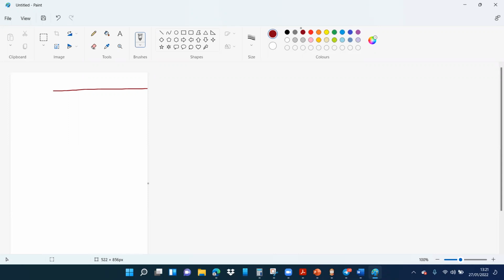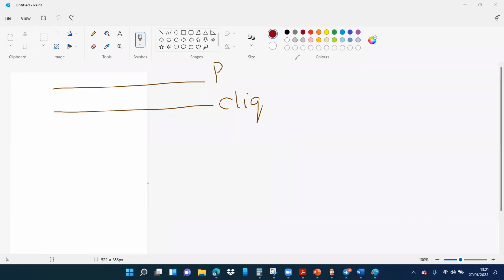Let me use this. If you have fractal points, one at the top and another beneath, and you are planning to sell, this becomes your C liquidity. We'll call it CLiq, and this becomes your Pchq, right?